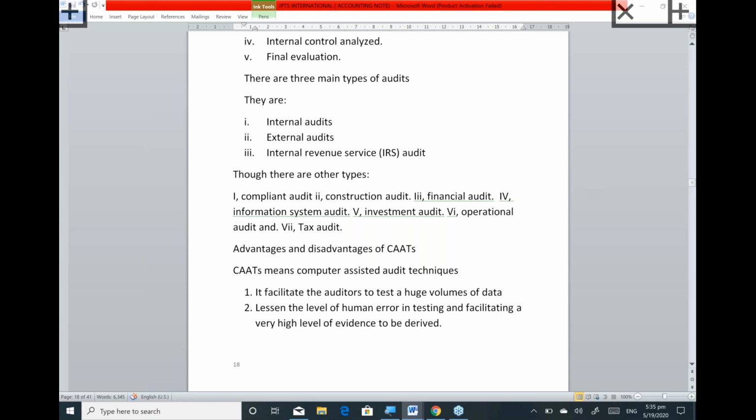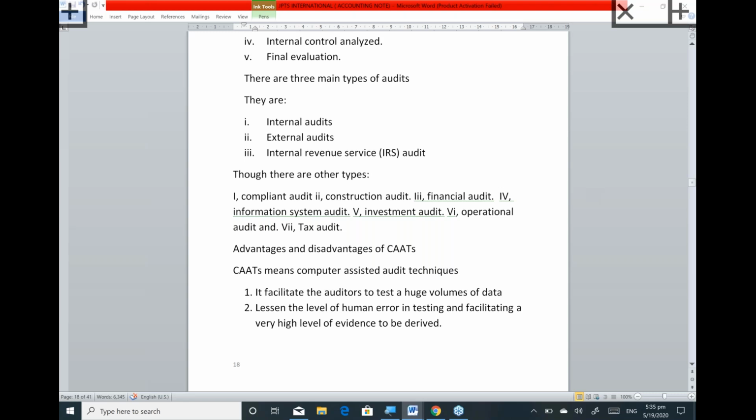When we talk about investment audit, we are talking about the external audit. We'll talk about operational audit. We're also talking about the external. Then when we talk about tax audit, we're talking about the Internal Revenue Service audit, that's IRS. So you could see that everything is in it.